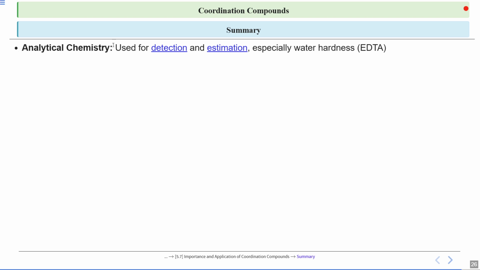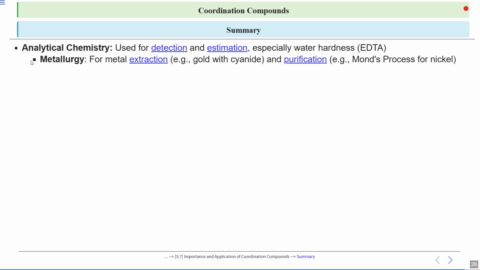Then we talked about applications in analytical chemistry of coordination compounds. We use them for detection and estimation, especially of water hardness, where we use EDTA. We use them in metallurgy for metal extraction, like gold with cyanide, and for metal purification, for example in the Mond process for nickel.